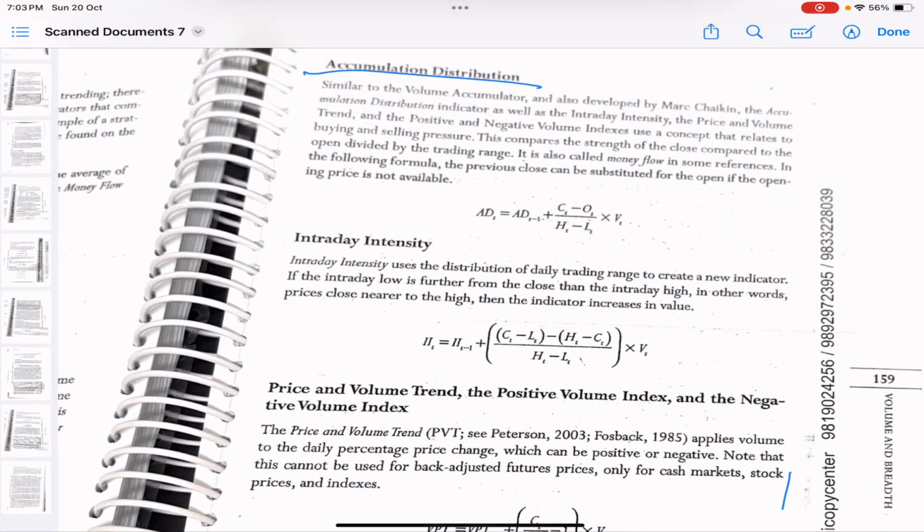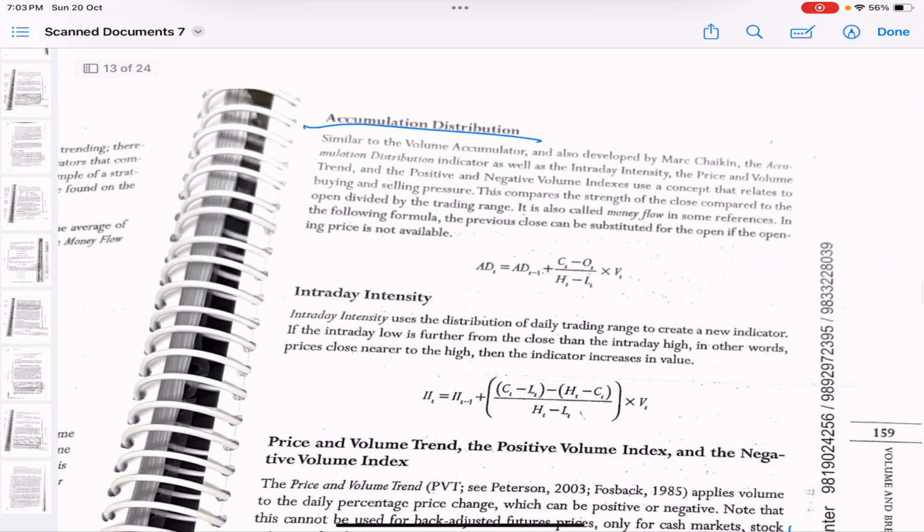Now let's see how this AD indicator works. Similar to the volume accumulator and also developed by Marc Chaikin, the accumulation distribution indicator, as well as intraday intensity, the price and volume trend, and positive and negative volume indexes use a concept that relates to buying and selling pressure. This compares the strength of the close compared to the open divided by the trading range. It is also called the money flow in some references. AD. Okay, in the following formula, the previous close can be substituted for the open if the opening price is not available.